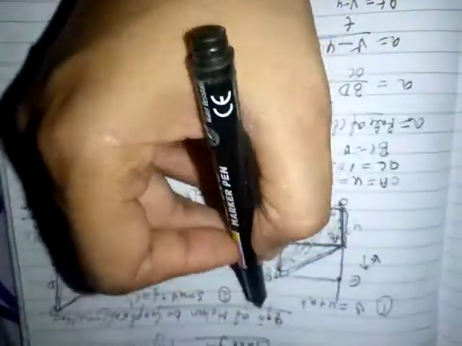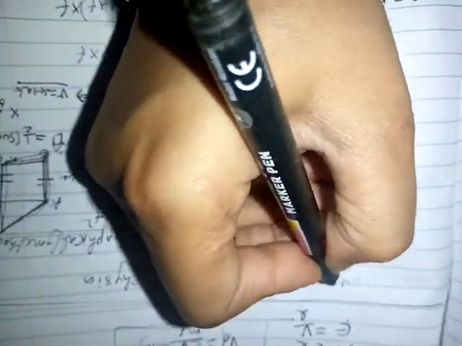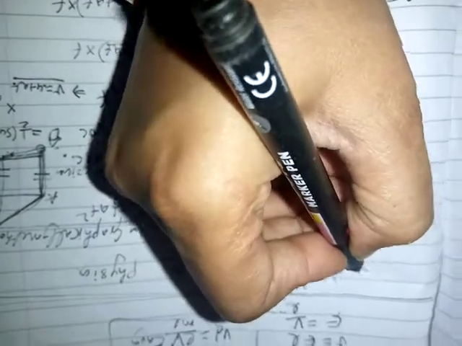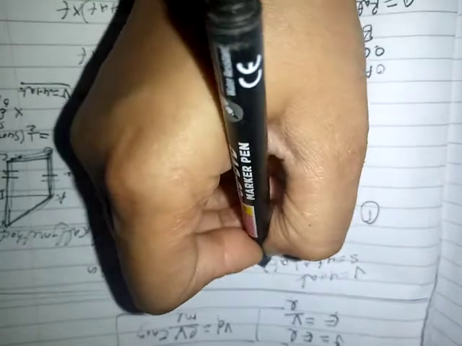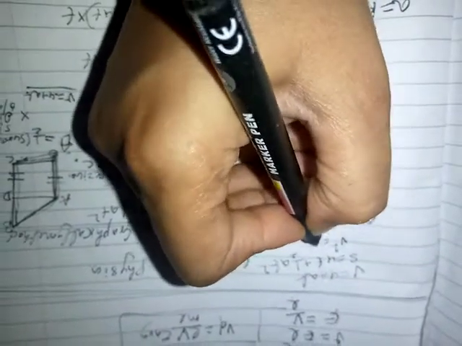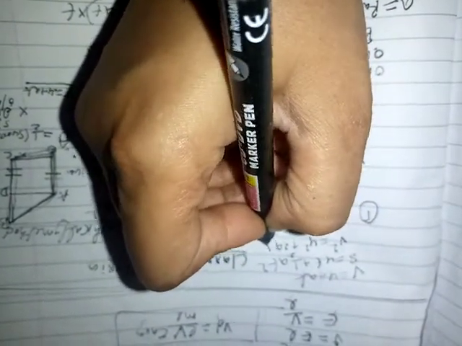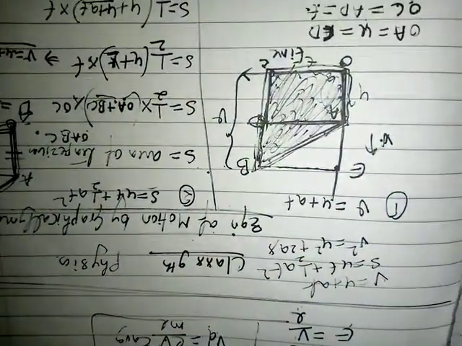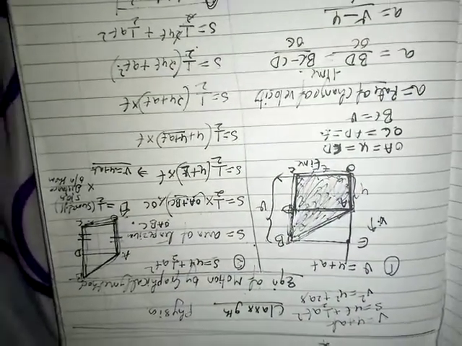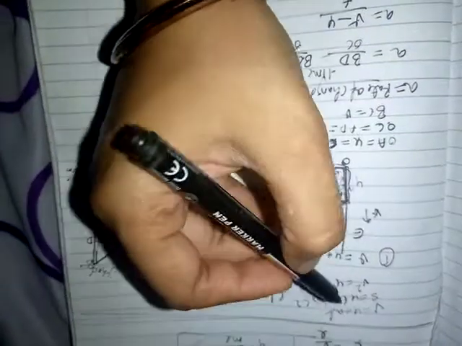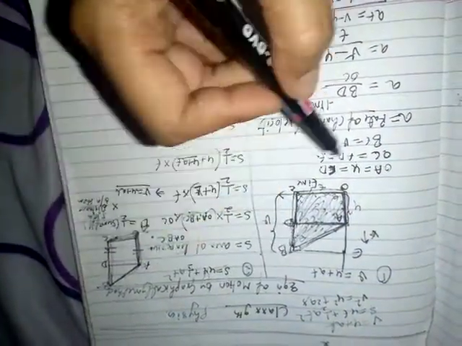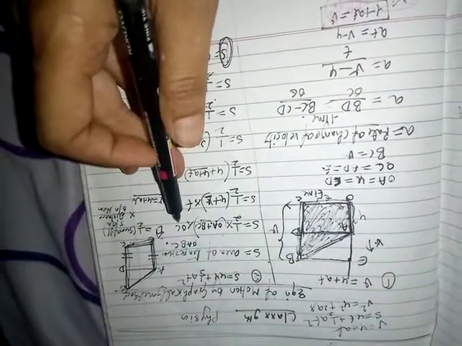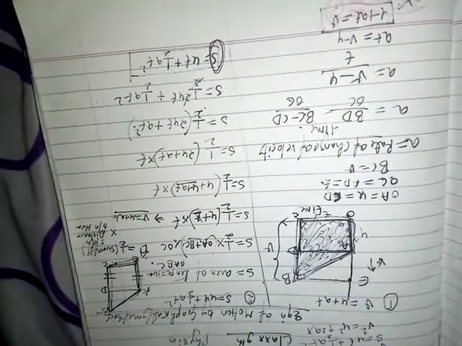Three equations we have studied: v equals u plus at, s equals ut plus half at squared, and v squared equals u squared plus 2as. So these are the three equations of motion. We derived these by the algebraic as well as the graphical method. The one we are going through now is the graphical method.